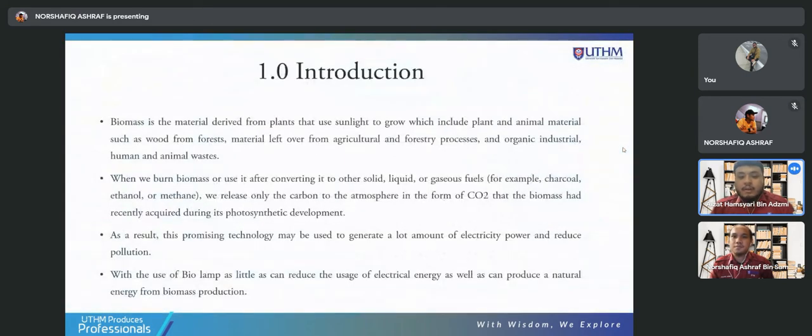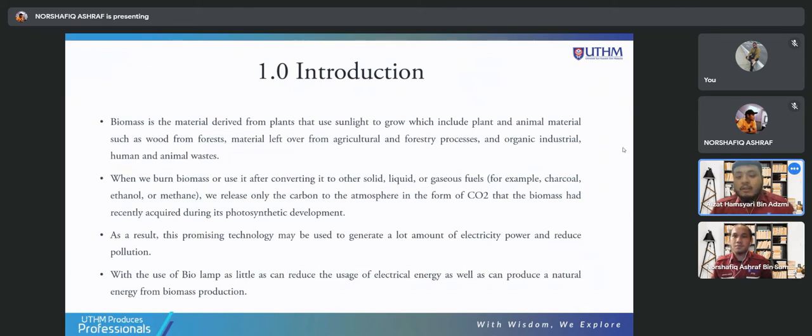For the introduction, biomass is the material derived from plants that use sunlight to grow, which includes plant and animal materials such as wood from forests, material left over from agriculture and forestry processes, and organic industrial, human and animal waste. When we burn biomass or use it after converting it to other solid, liquid or gaseous fuel, for example charcoal, ethanol or methane, we release only the carbon to the atmosphere in the form of CO2, or carbon dioxide, that the biomass had recently acquired during its photosynthetic development.